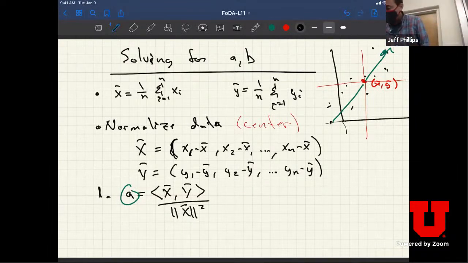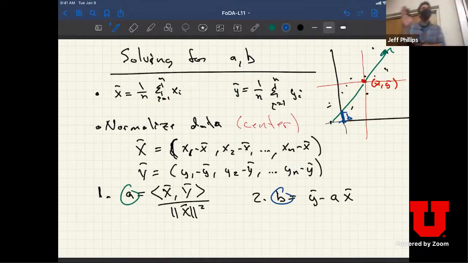Okay, and then I need to solve for B. This one involves the answer for A, and it's going to be Y bar minus A times X bar. So this value B corresponds with the offset in the original axes. This is going back to the original axes. I know the slope of that green line that went through the center of the data. And now I need to make sure that in the original basis, it still goes through the center of the data, so that if I go up, I give every Y value a little boost of B. It could be a negative boost if it goes lower. And then it hits this X bar, Y bar in the original data set.